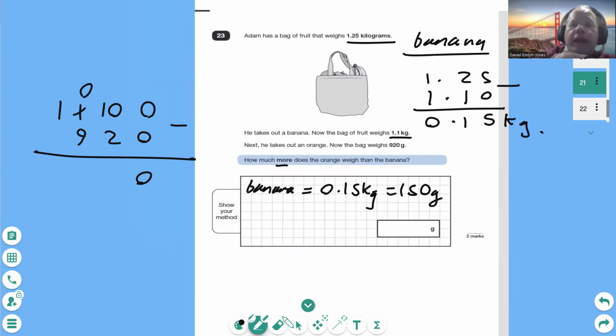Yeah, 0, so you can't do that. Good. 8 and then 0. Can't do that. 0, 1. 180 grams, isn't it? So his orange weighs 180 grams.